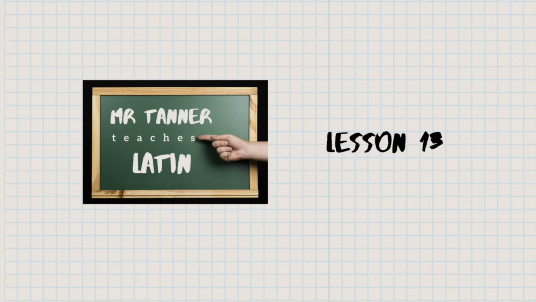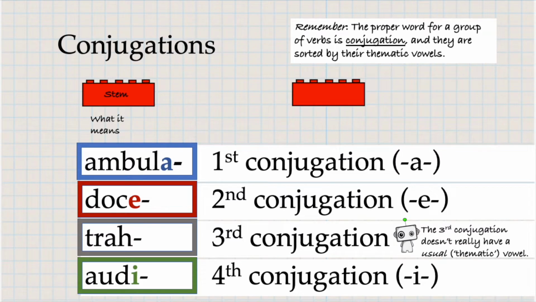Okay guys, remembering back to book 1, we're going to be looking at another part of the verb today. Here's a little recap about conjugations. Remember, the proper word for a group of verbs is a conjugation, and they're sorted by their thematic vowels. So that's the A, the E and the I for ambulare, docere and audire.